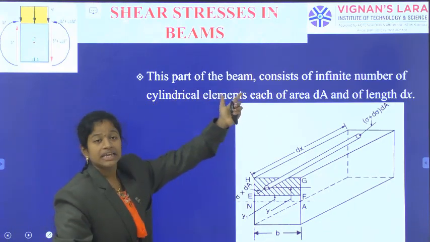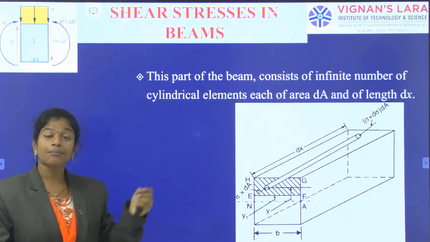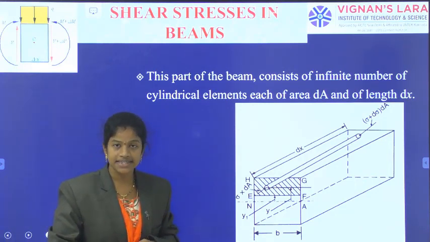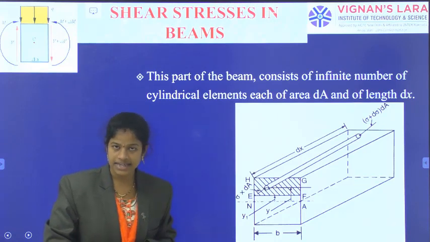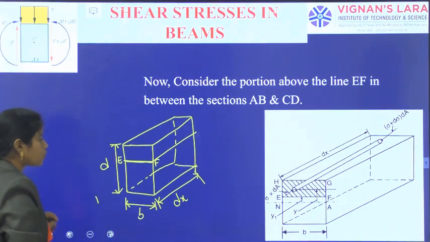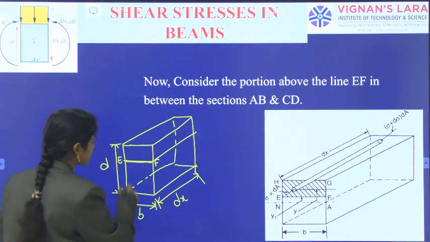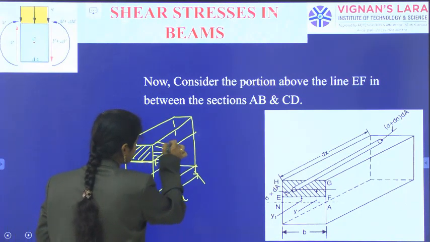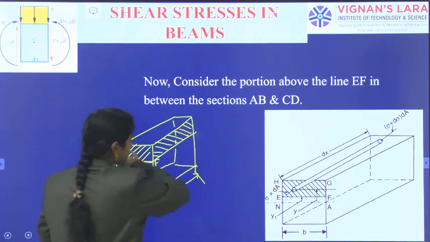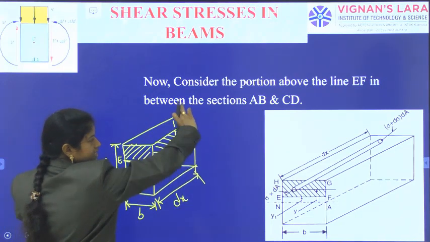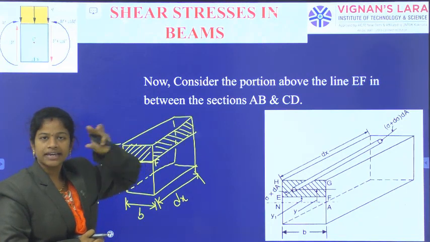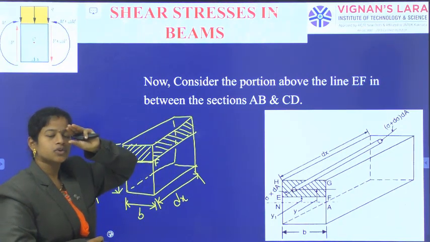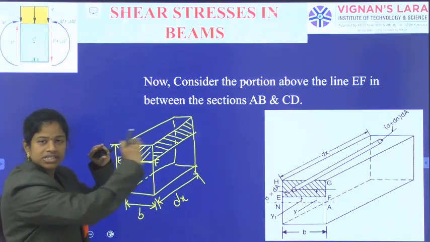This part of the beam consists of an infinite number of cylindrical elements. Each has a cross-sectional area dA and a length dx. So this is the complete portion we are having. When we see the solid like this, it is a complete single solid strip, nearly a combination of 2-3 layers, as you can assume. That is the portion I am considering.